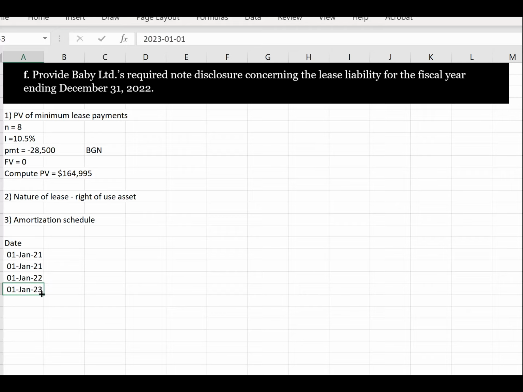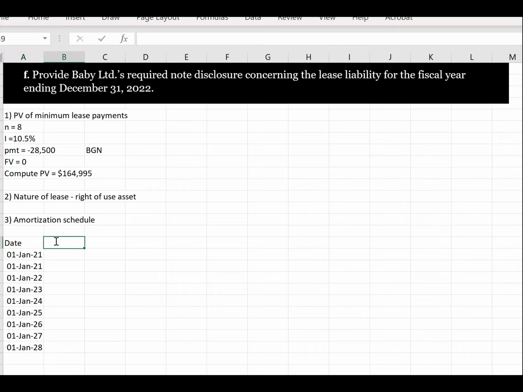Let's see, could I drag this down? Nope. 2024. January 1st, 2028. There's our 3 years. I'm not sure what I did here. 2025. Okay, so there's our 8 years of the lease, which you can see, 8. And we've got our extra period here just for day 1.